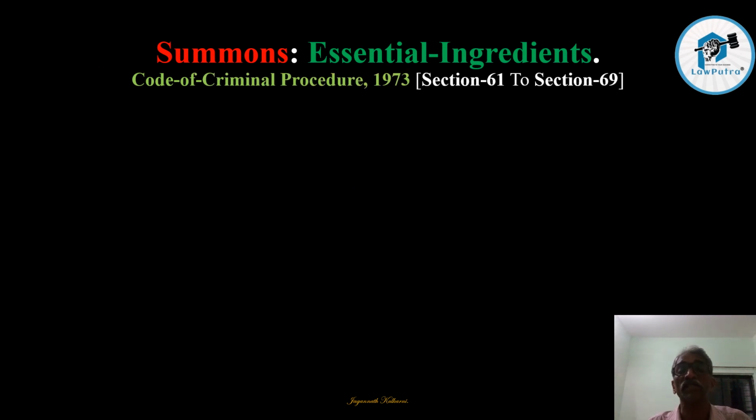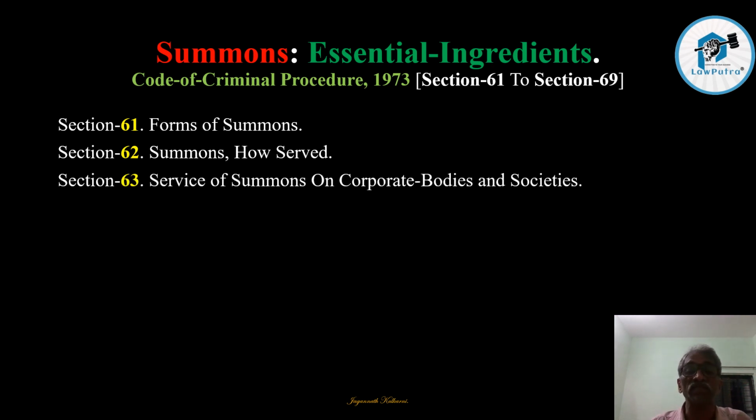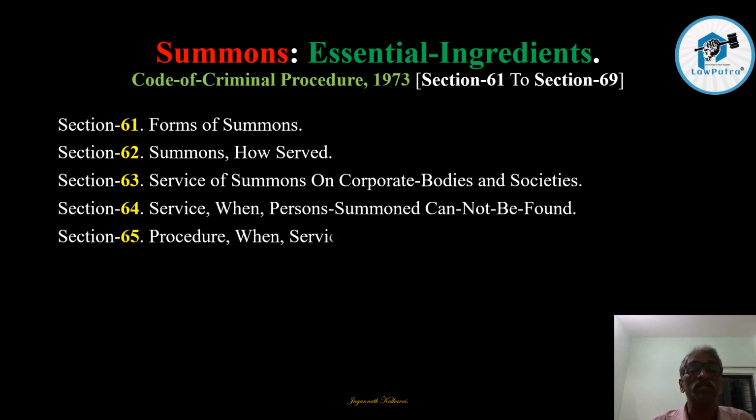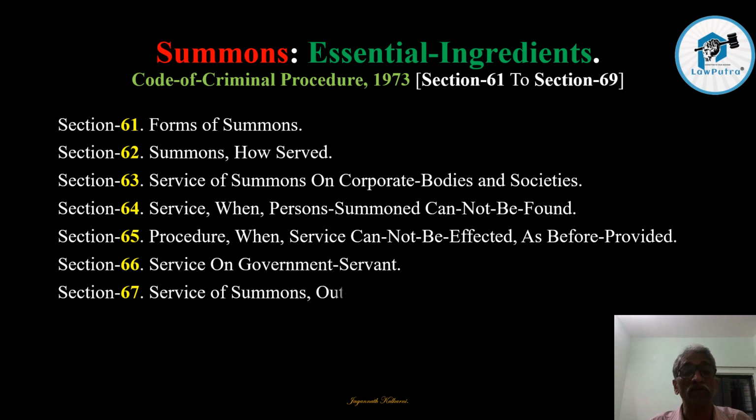Let us start with the criminal procedure from section 61 to section 69. Section 61 talks about the form of summons, 62 talks about summons how served, 63 talks about service of summons on corporate bodies and societies. 64 talks about service when person summoned cannot be found. 65 talks about procedure when service cannot be effected as before provided. 66 talks about service on government servants.